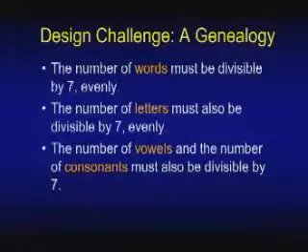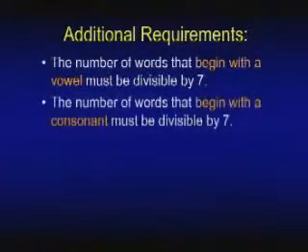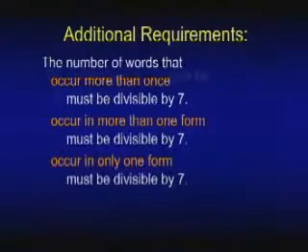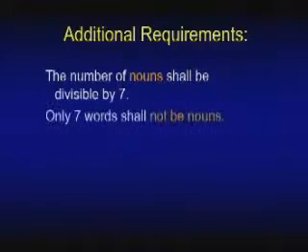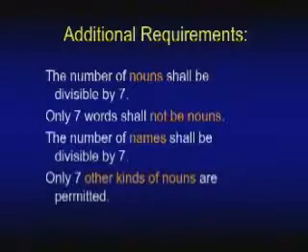See, the first rule, you've got 6 chances of losing, 1 of winning, but you can fudge around that one. The second rule, you've got 7 squared. You've got 1 chance of winning and 49 minus 1, 48, of losing. You follow me? So every time I add a rule, it increases your chances of missing. The number of vowels, the number of consonants divisible by 7. I can go on here. Number of words that begin with a vowel, number of words that begin with a consonant, the number of words that occur more than once, occur in more than one form, only one form. Number of nouns should be divisible by 7. Only 7 words will not be nouns. By now, you're probably saying, you can't play. This is too rough. I don't blame you.